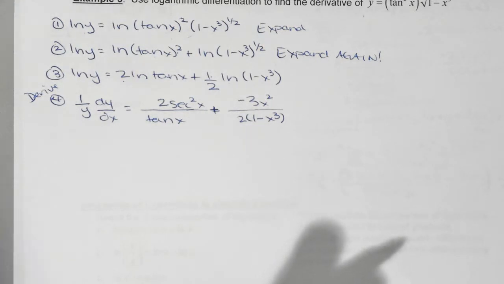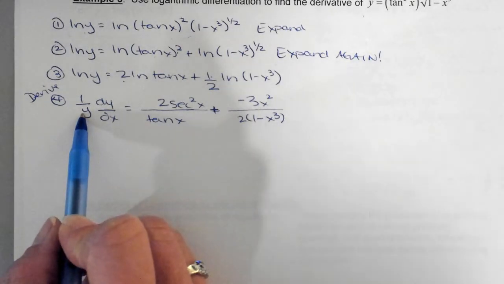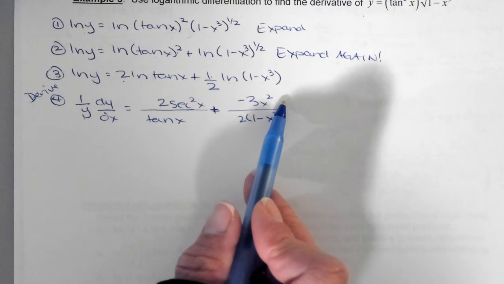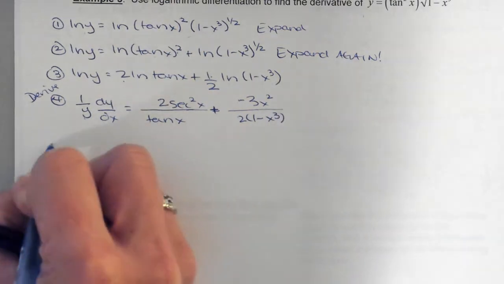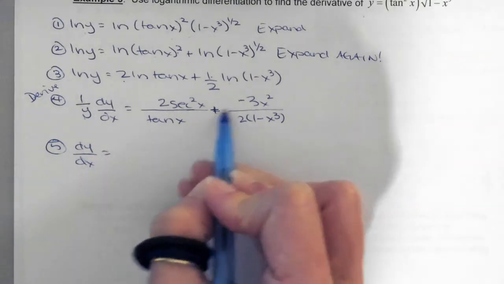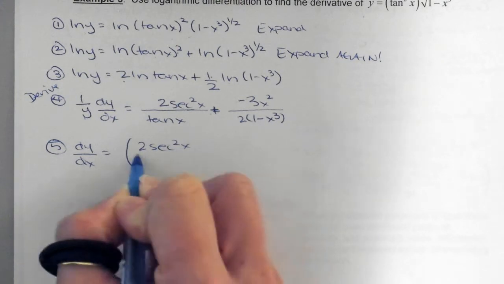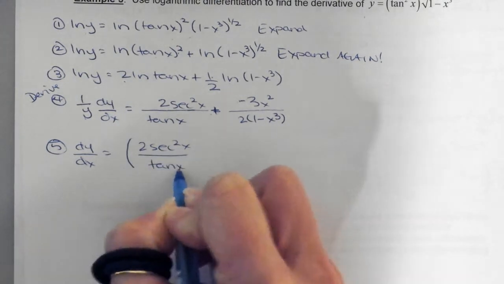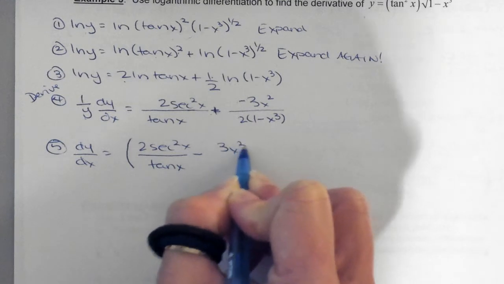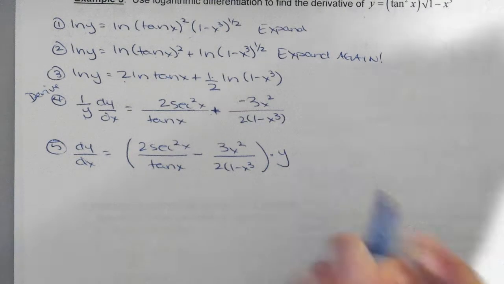Because we are looking to find dy/dx, I can't have this in here. So that means I need to move this over here, right? So we're going to multiply. This is my fifth step. I've got dy/dx is equal to, and I'm going to simplify this too: 2 secant squared of x over the tangent of x minus 3x squared over 2 times 1 minus x cubed, and this is times y.